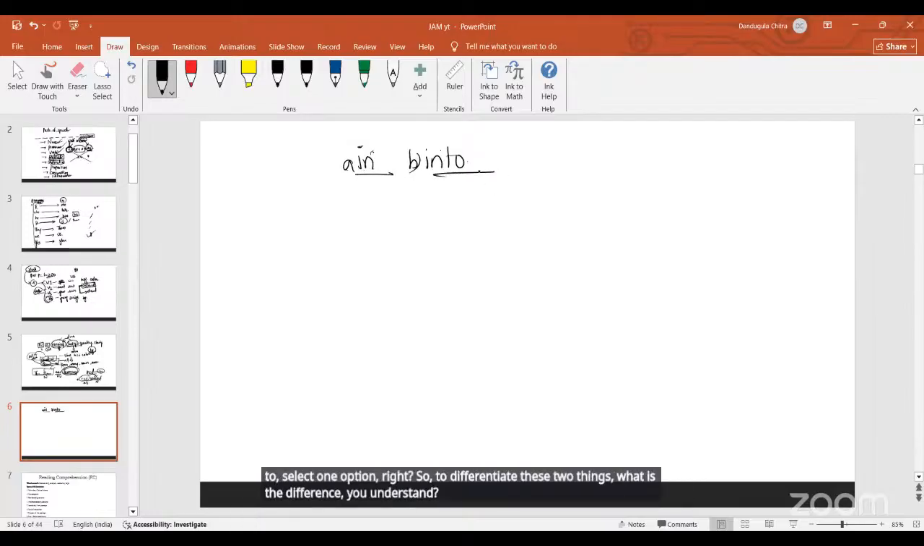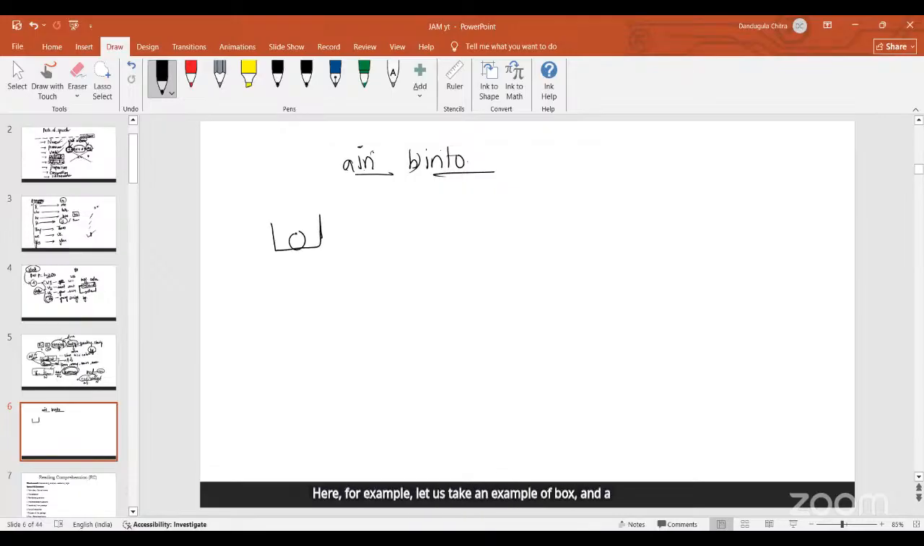In and into. Anyone? Sir, in represents internal things, into represents external things. Okay, fine. Simply here, for example, let us take an example of a box and a ball.